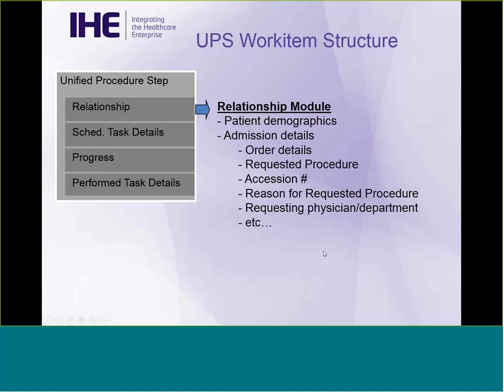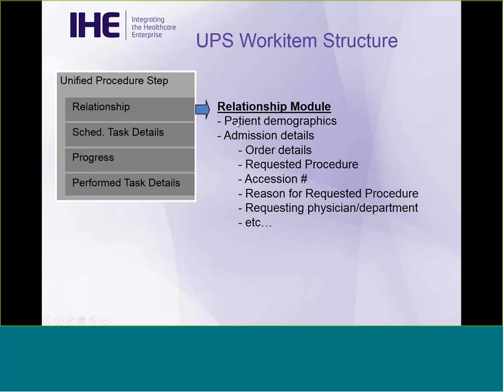So just a brief look at what's inside one of these work items. A unified procedure step has 4 chunks. This is mostly just how it's modeled. You don't really see this. These are all simply sub-resources of the work item resource.